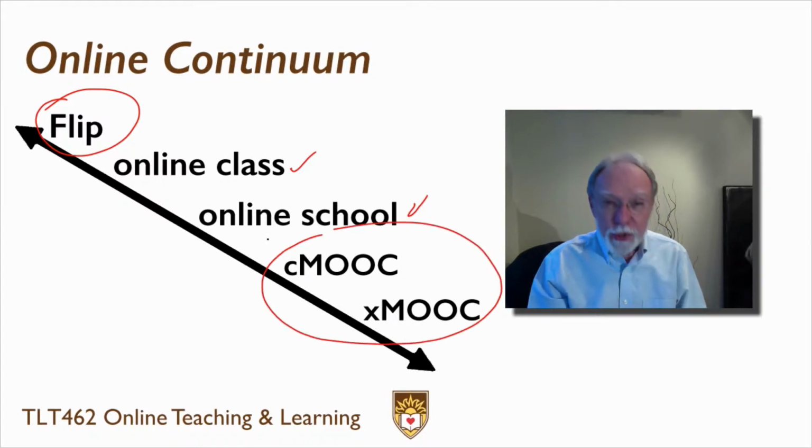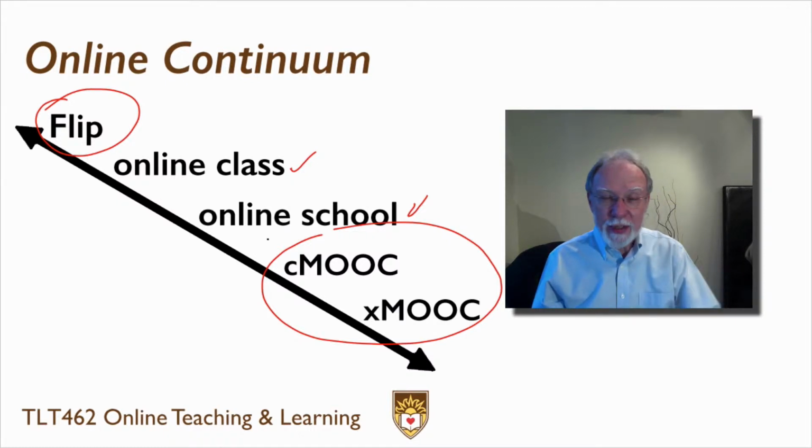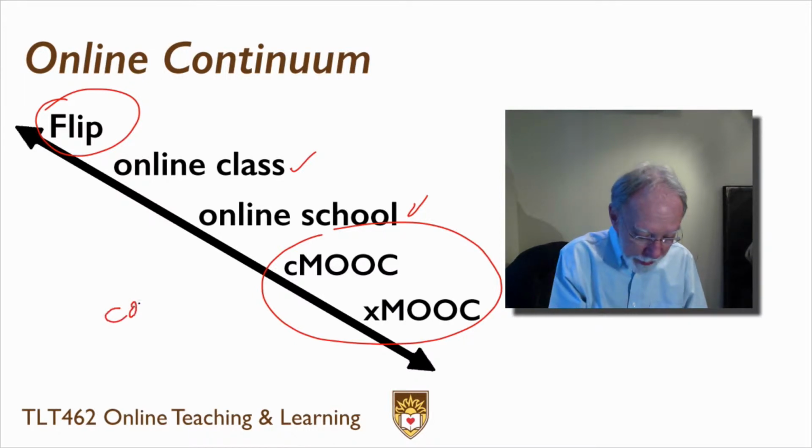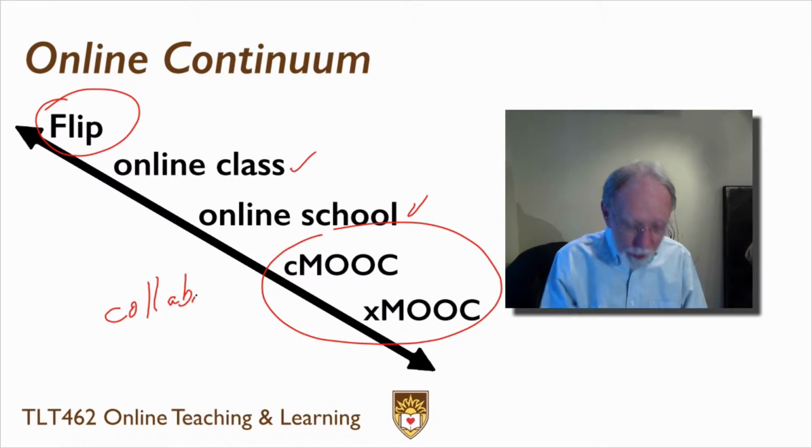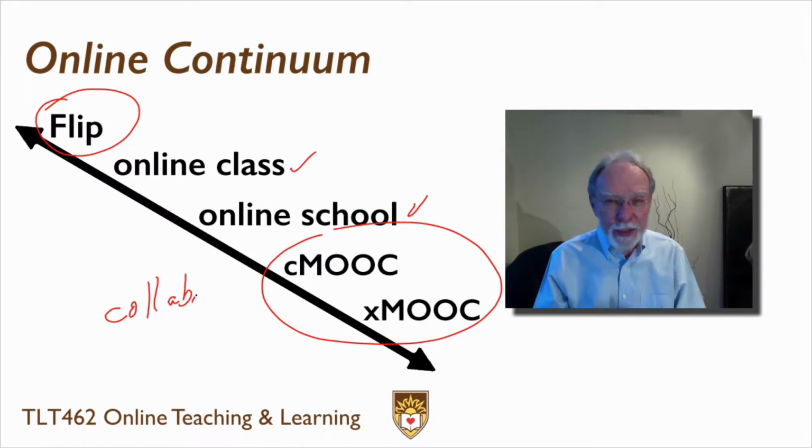Now, MOOCs are kind of at the other end because they need to be so much different. They enroll tens or hundreds of thousands of students. They need to appeal to students who aren't forced to take them, so they're much more sophisticated. The CMOOC is a collaborative MOOC where people work together without a rigid content. Rather, they're expected to create the content collaboratively.